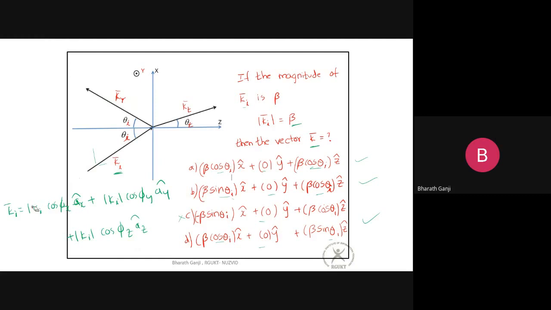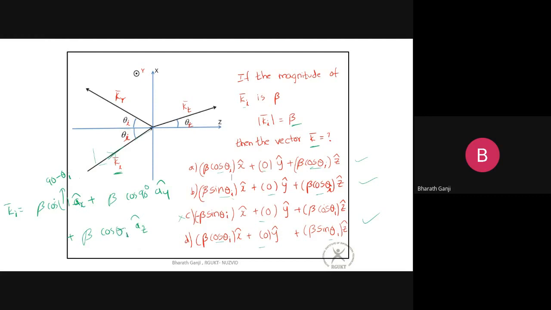Anyways, magnitude of k is beta, and this is common. In the previous slides, we discussed the angle this vector makes with the x-axis. This angle was 90 minus theta i. What is the angle with the y-axis? It was 90 degrees. And what was the angle with the z-axis? The angle with the z-axis was theta i.